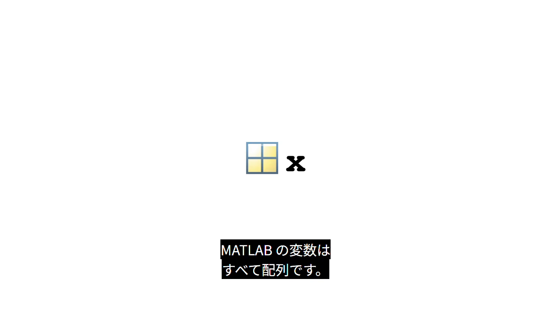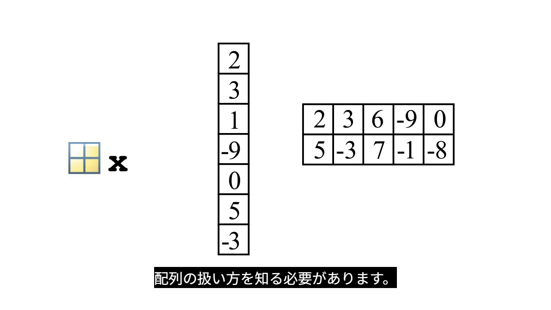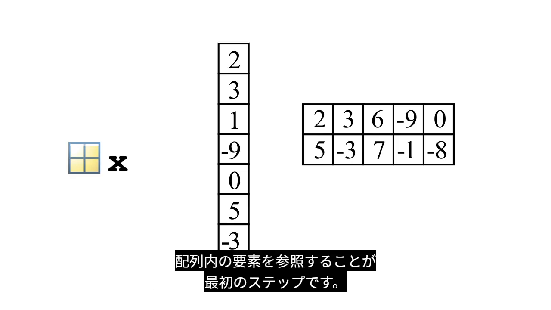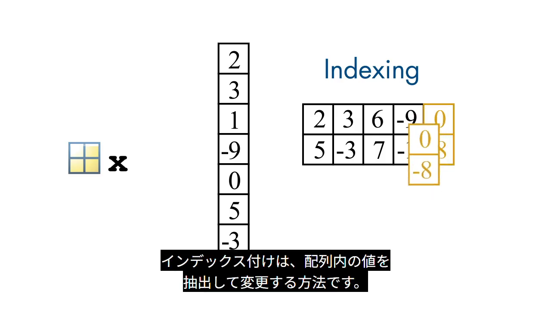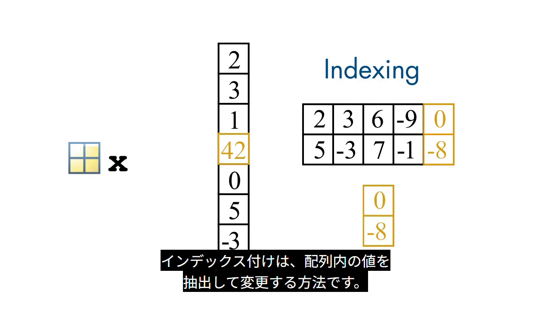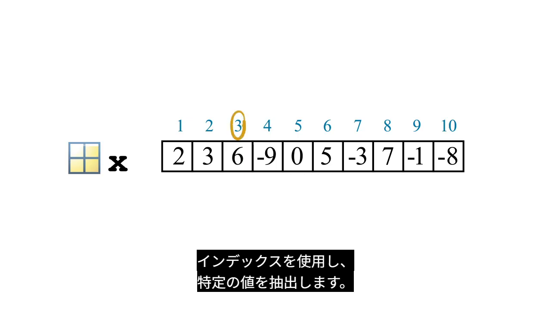Every variable in Matlab is an array. So, to program in Matlab, you'll need to know how to work with arrays. Referring to elements in an array is the first step. This is called indexing. Indexing is how you extract and modify values in arrays. The position of a value inside any array is called its index. You can use the index to extract particular values.